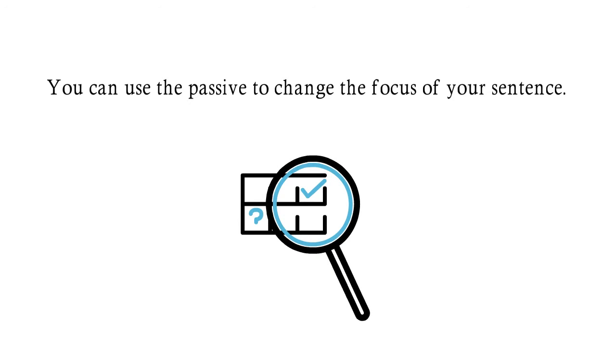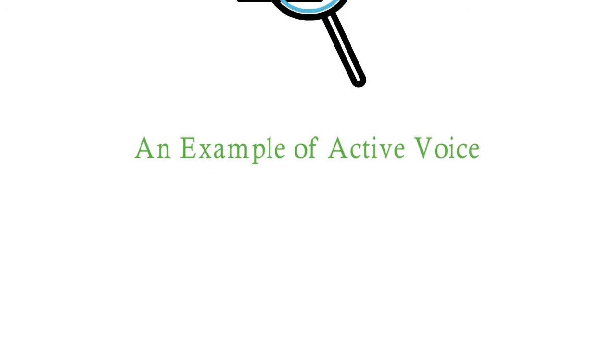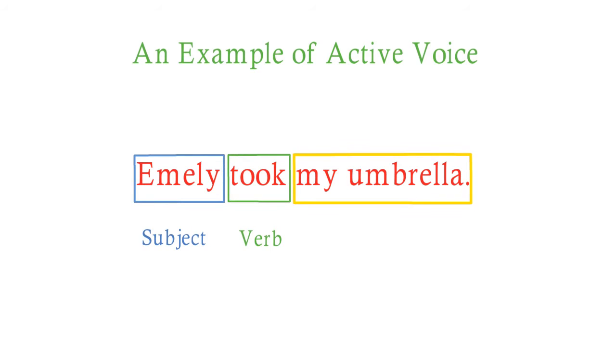To understand the passive voice, let's have an example of active voice first. Emily took my umbrella. Subject, verb, and object. The subject does the action to the object.